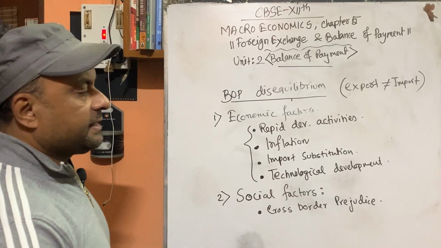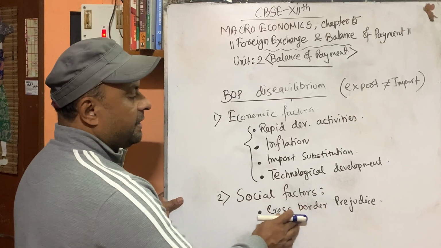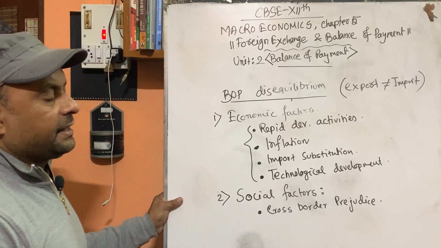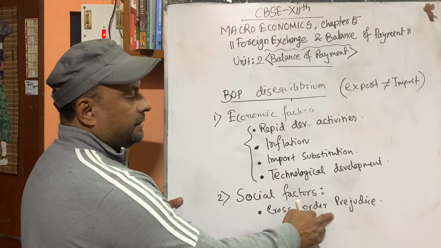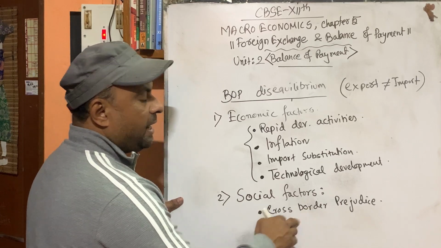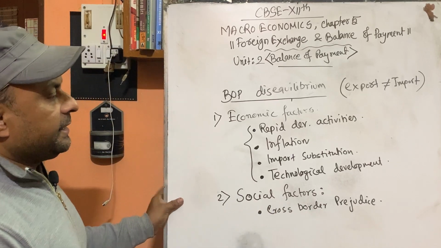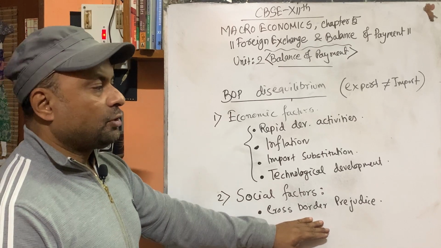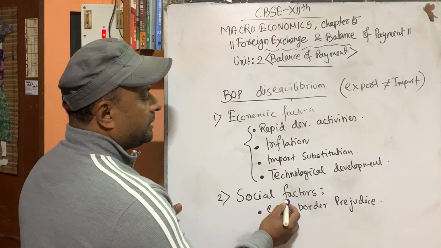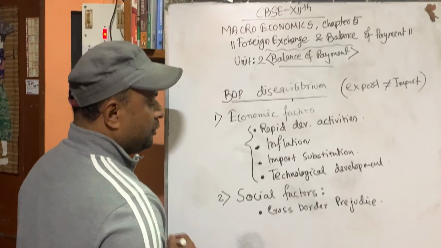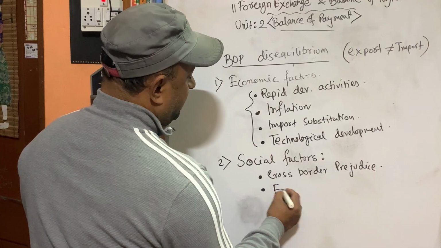Unfair competition in the sense that unnecessarily a country tries to compete with another country. Suppose an underdeveloped country tries to compete with the developed countries. That time what happens? That time there will be unfair competition between them. And that time there may be more export of the country or more import of the country. That time also there will be disequilibrium in BOP. Favorable change.